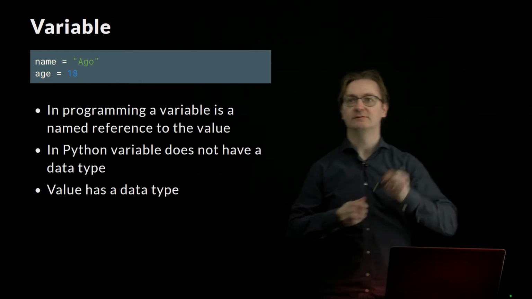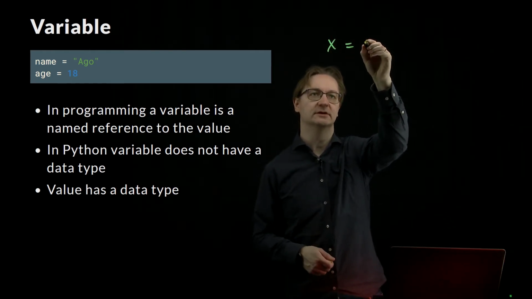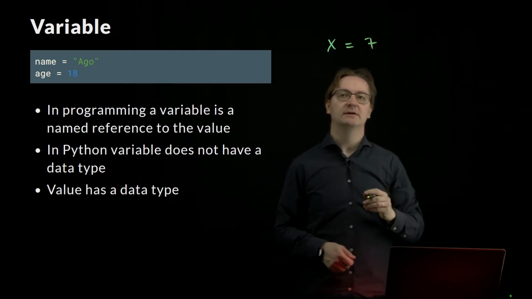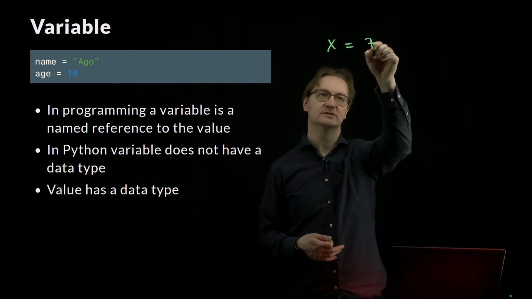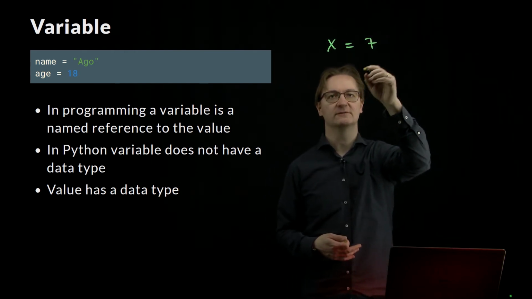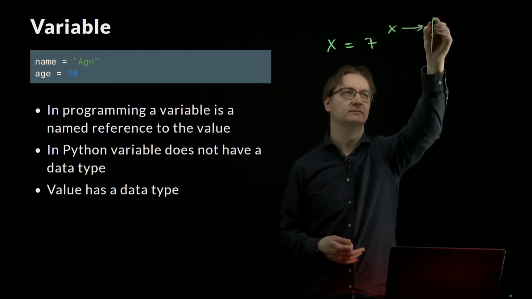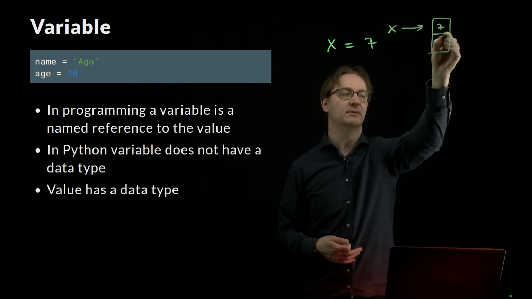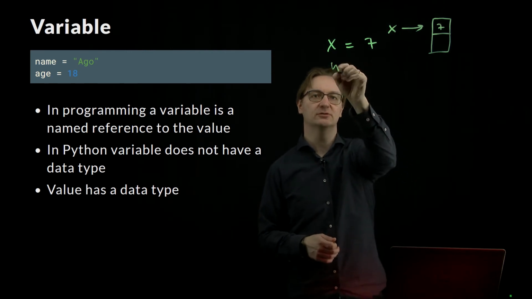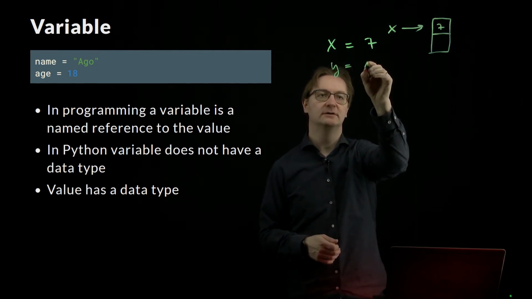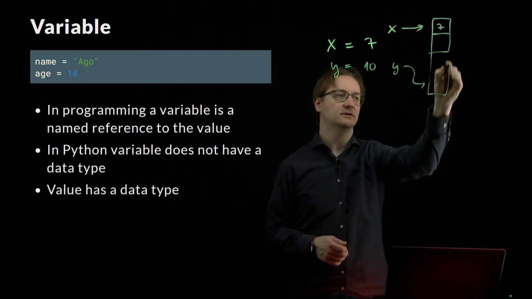So if we write a variable, let's say it's x, and we assign some value here, let's say it's 7, what actually happens is that this x is a reference to this value 7. So we can write it as, let's say this is the variable name, and here we have a memory, and somewhere in the memory there's this value 7. Now if I assign a new variable, let's say y to 10, then we can say that this y points to maybe this location here.